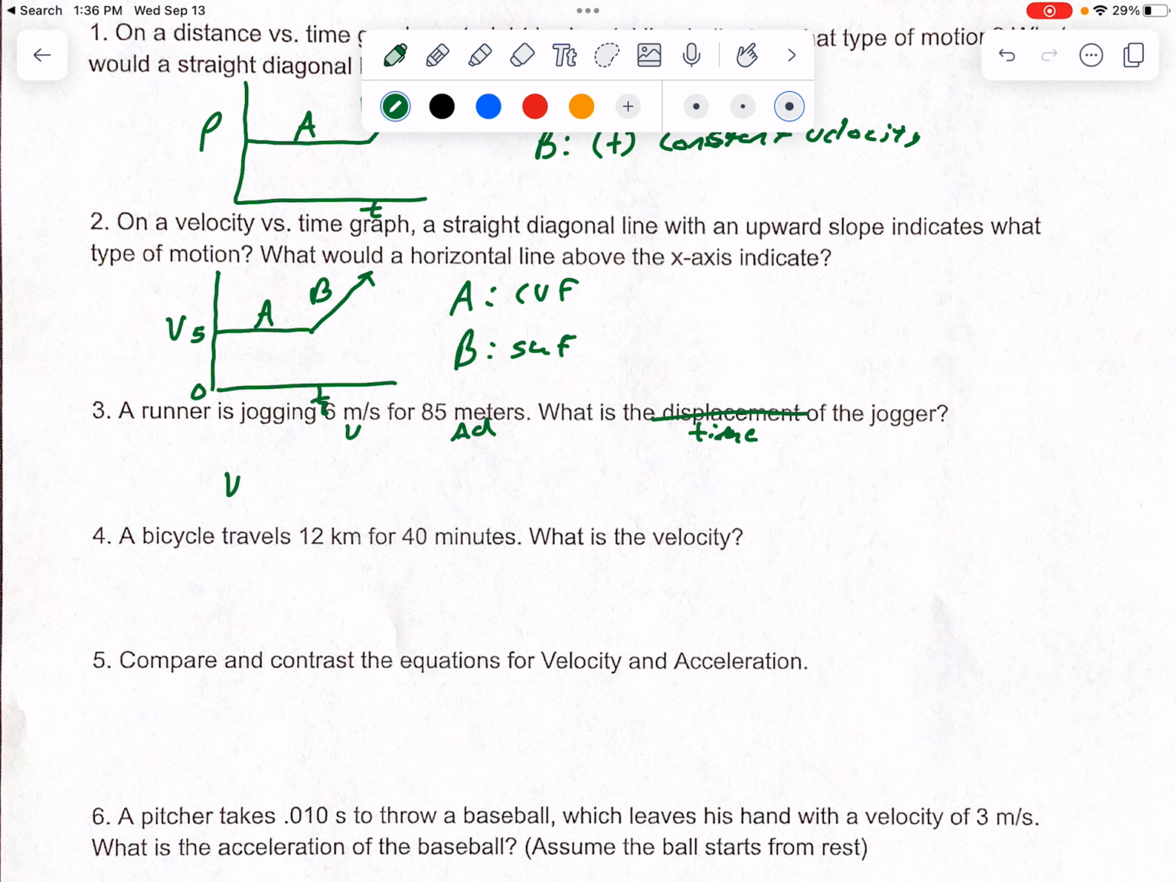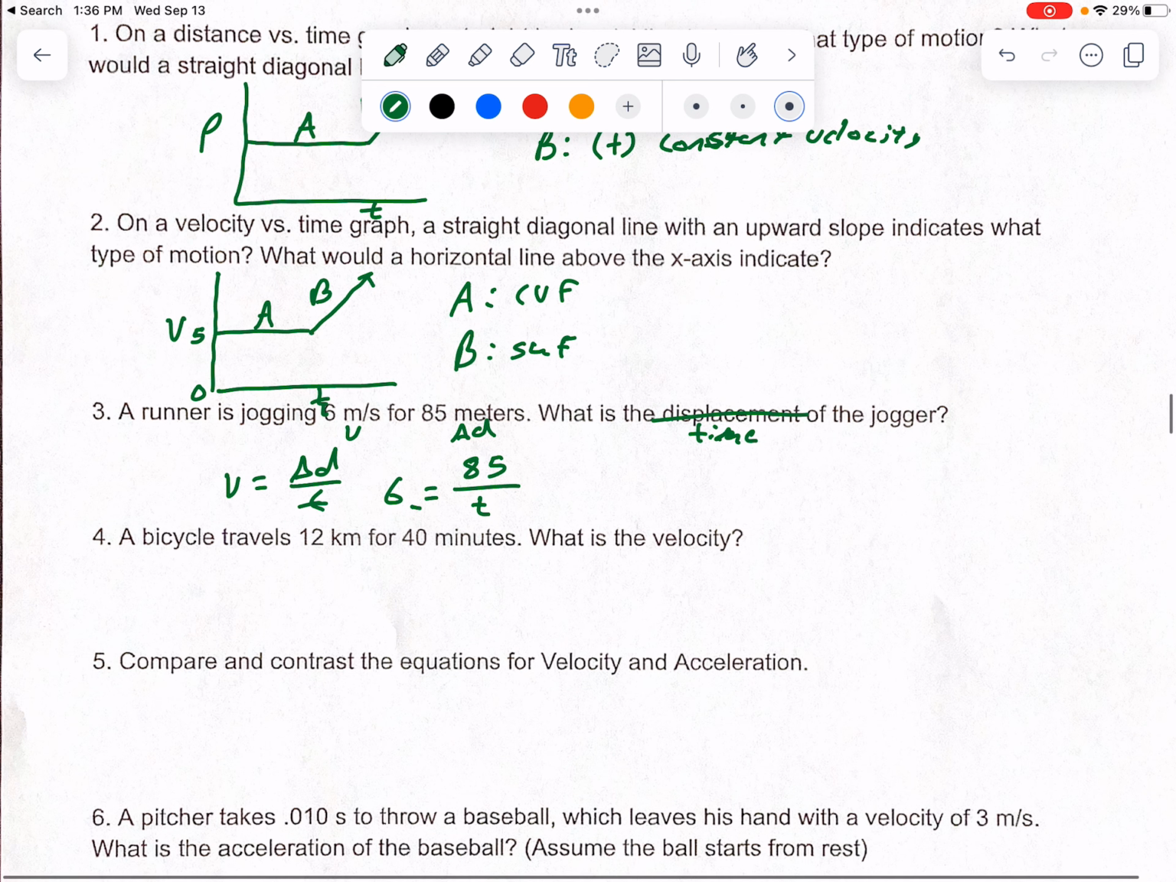So all I got to do is V equals D over T. My velocity is 6. 85 meters is going to go on top. Time goes on bottom. So remember, anytime you're looking for a variable, you can switch those two if the variable's on bottom. So you're going to get a time of 14.17 seconds.